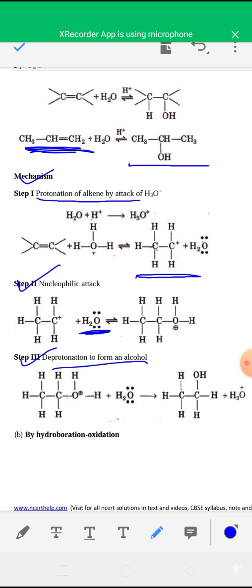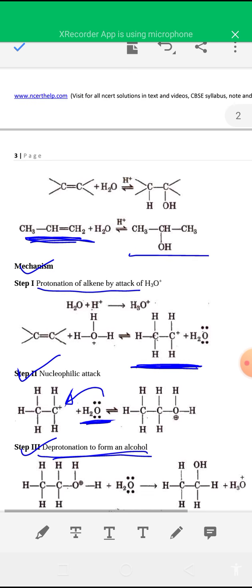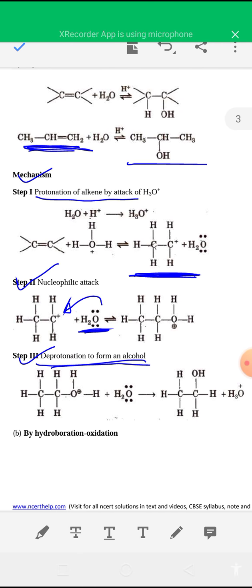to form the alcohol. In the first step, protonation, that is addition of H+ to the double bond, takes place. In the second step, nucleophilic attack by water on the carbocation, and in the third and last step, deprotonation to form the alcohol. So this is acid catalyzed hydration of alkene to give alcohol.